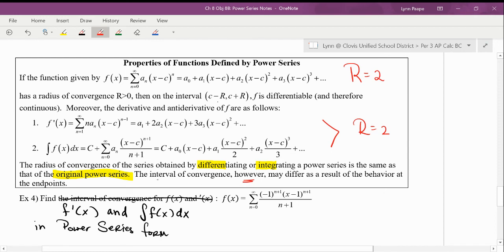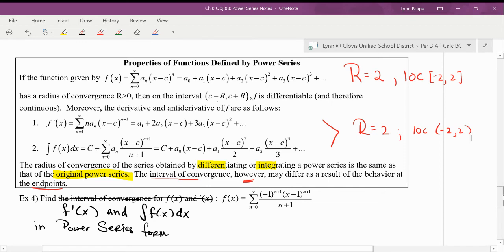However, the IOC might be different based upon the endpoints. So it's possible that maybe up here the IOC was from, I don't know, -2 to 2. Then down here, it's possible that maybe the IOC was -2 to 2. You know, maybe differentiating eliminates one of those endpoints from actually working. Okay, so that's what they're suggesting.